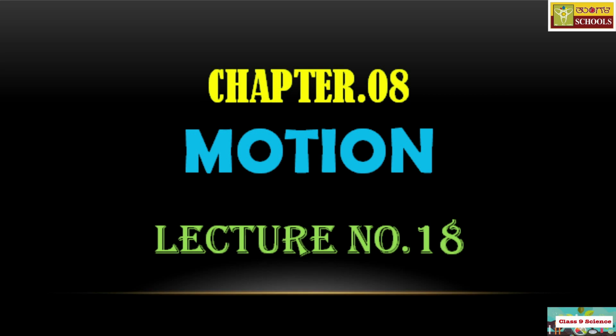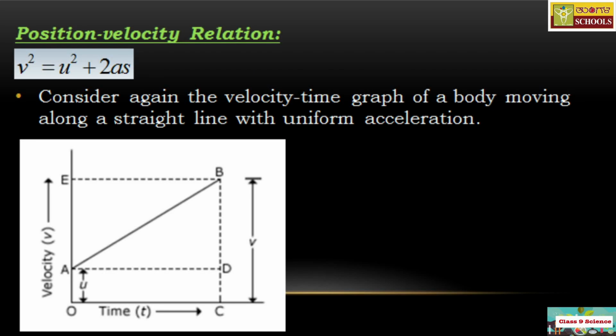We've been discussing the equations of motion in the last period. Today, we are continuing the same with one more equation of motion, that is v square equal to u square plus 2as. In the previous periods, you came to know about the other two equations of motion. What are those equations? One is v equal to u plus at and the other one is s equal to ut plus half at square. So we proved those two in the last two classes.